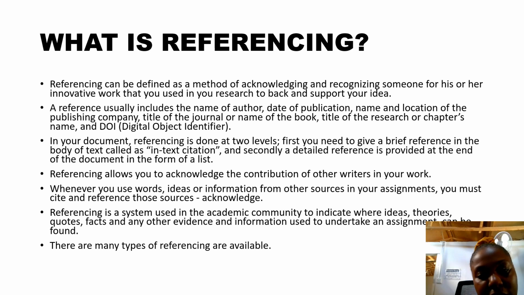In your document, referencing is done at two levels. First, you need to give a brief reference in the body of the text, which is called an in-text citation. Secondly, a detailed reference list is provided at the end of the document, right? Referencing allows you to acknowledge the contribution of other writers in your work. Whenever you use words or ideas or information from other sources in your assignment or your paper, you must cite and reference those sources. Referencing is a system used in most academic communities to indicate where ideas, theory, quotes, facts, and other evidence and information can be found.